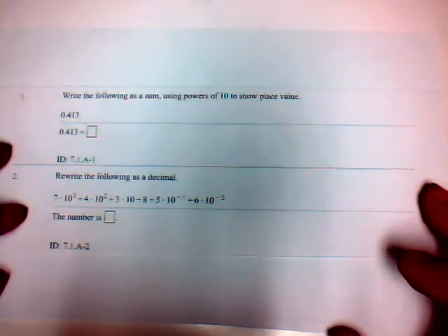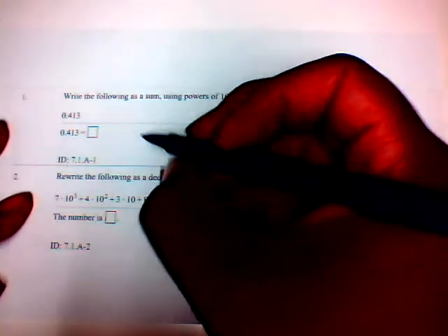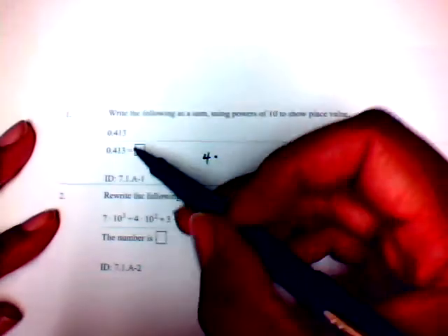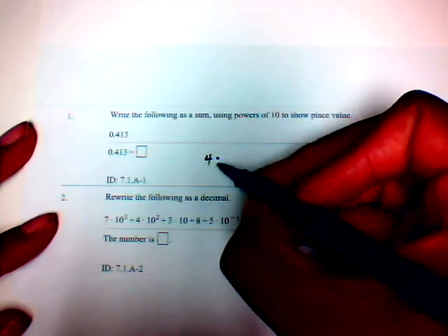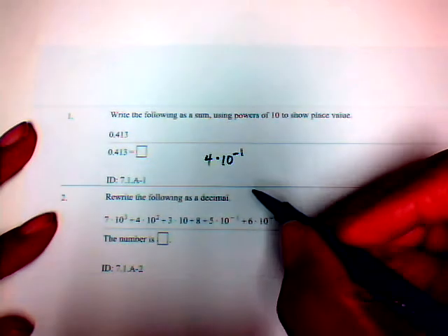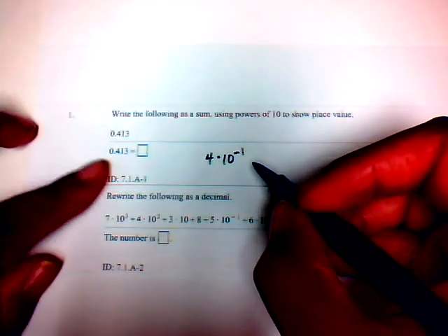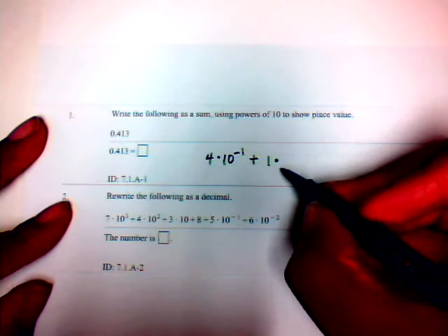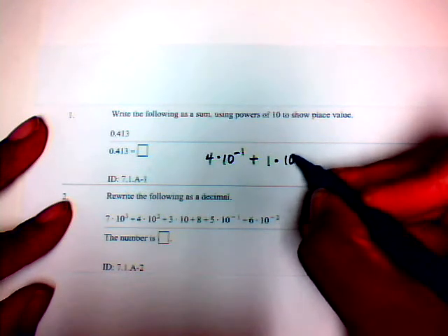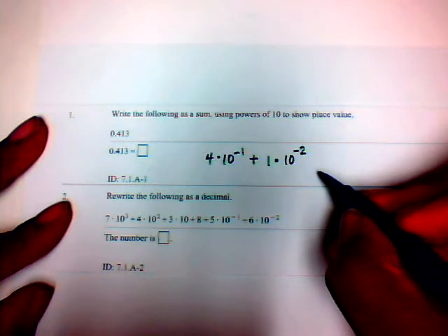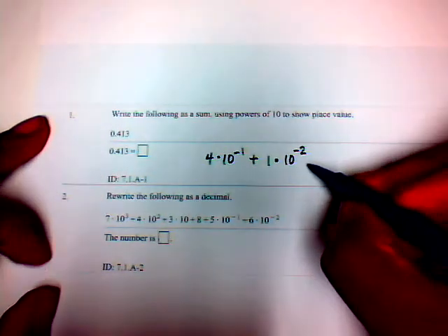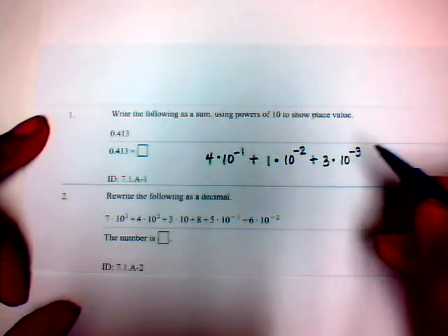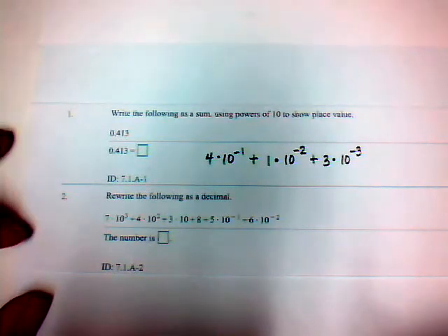So in this case here, the 4 is in the tenths place, so we're going to write that as 4 times. Now since it's one number behind the decimal point, it's going to be 10 to the power of -1. And then our 1 is in the hundredths place, so we have plus 1 times 10 to the power of -2. And then the 3 is in the thousandths place, so it'll be plus 3 times 10 to the -3rd.